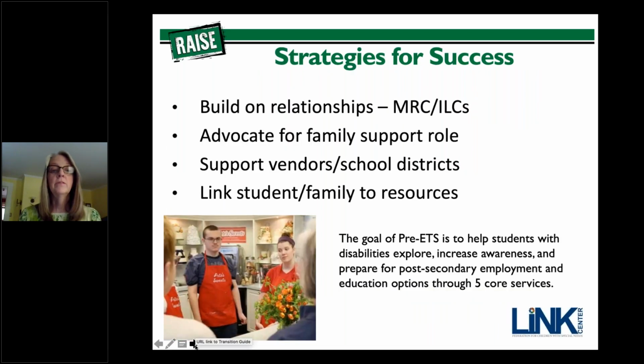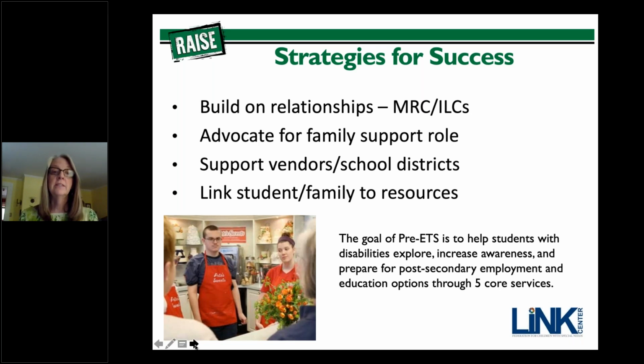So we started to build on those relationships, not only with our MRC, the Mass Rehab Commission, but also our independent living centers. We did direct outreach to all 11 centers in the state. We have been presenting at their annual conference. We're providing training for them, and just building a collaboration within our state around getting youth access to work opportunities.